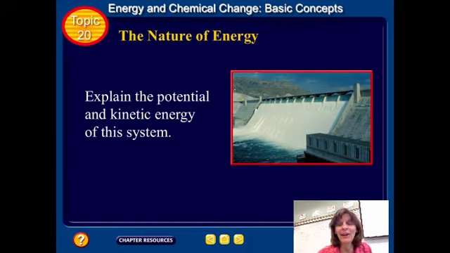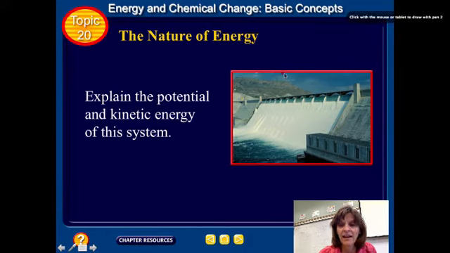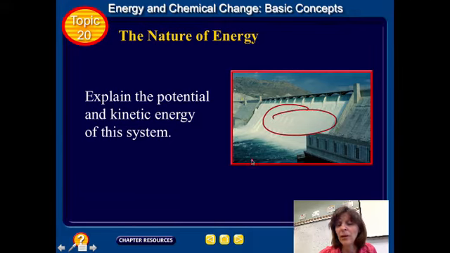If you think about water behind a dam, you can see there's potential and kinetic energy. Take a moment to determine where each is represented in this picture. All right, so got lots of running water here. That would be the kinetic energy.